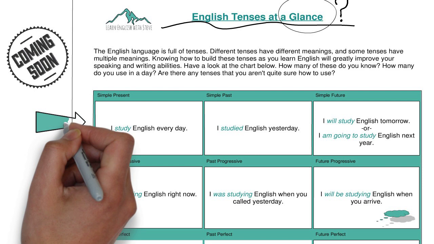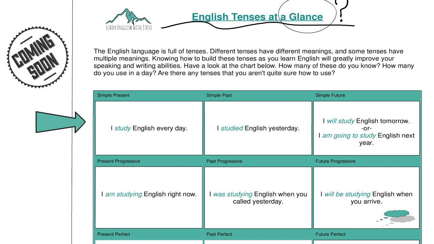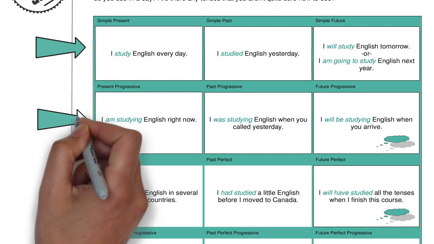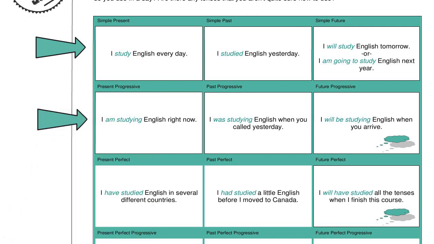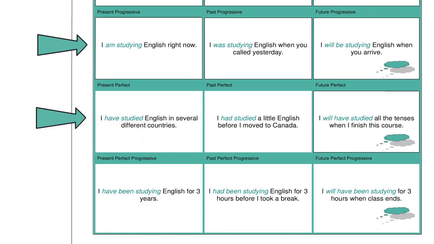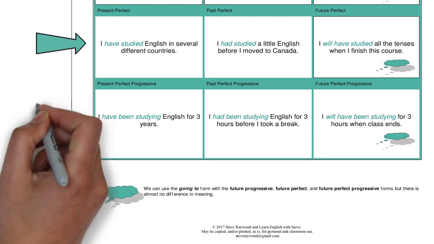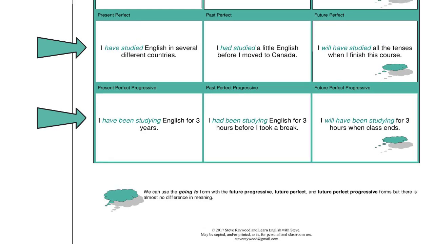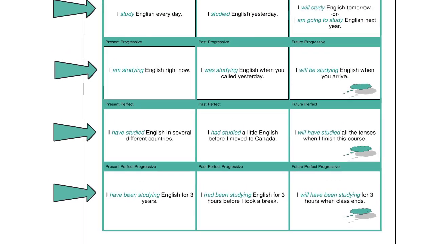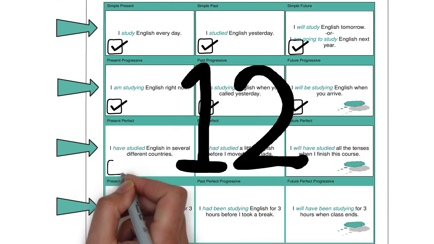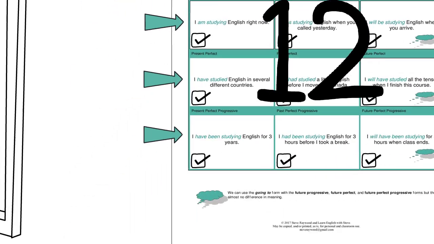So, the tenses are as follows. We have the first row, simple present, simple past, and simple future. The second row, present progressive, past progressive, and future progressive. The third row, present perfect, past perfect, and future perfect. And the last row, present perfect progressive, past perfect progressive, and future perfect progressive. In case you lost count, that's 12 tenses. But don't worry, with a little practice, you will be able to use all of them easily.